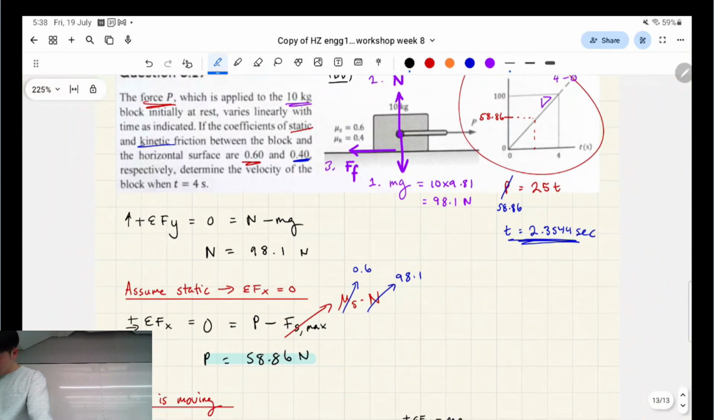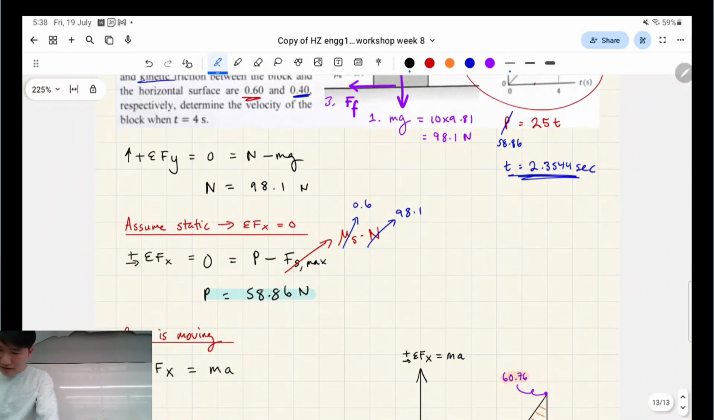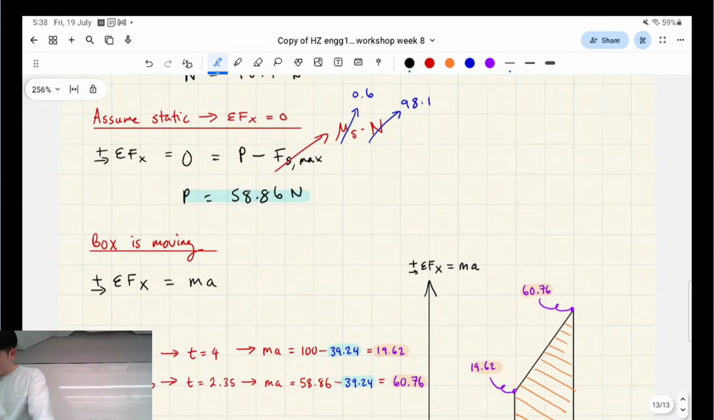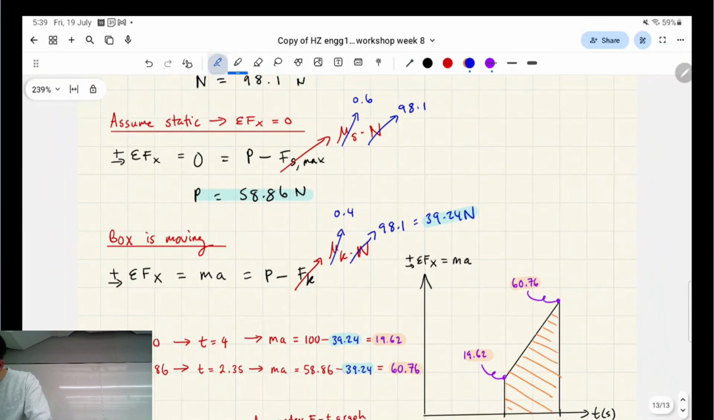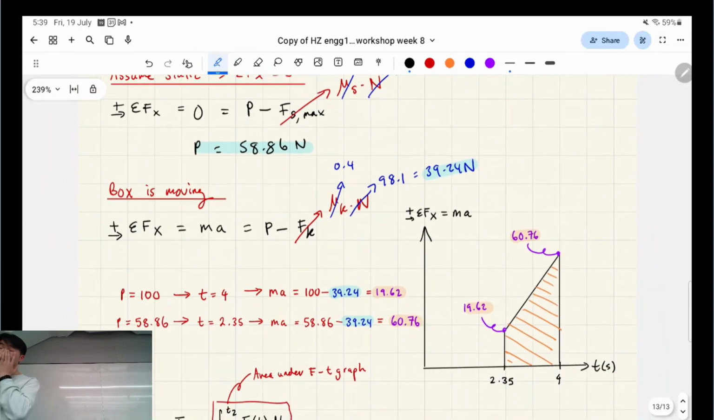Okay, so great. All our stuff is falling into place. We just need an expression for when the box is moving, which is P minus Fk, Fk being equal to 0.4 times 98.1, which gives us 39.24 newtons. But basically P changes over time, and so net force changes over time.